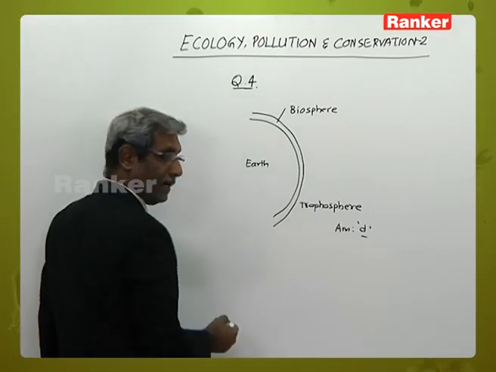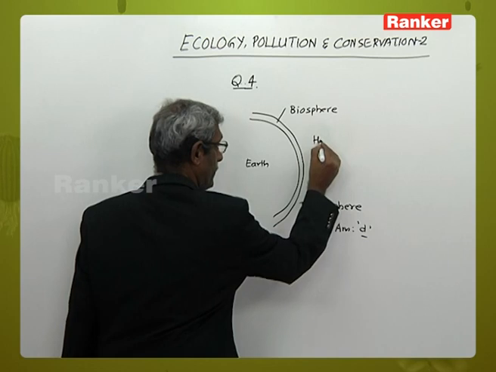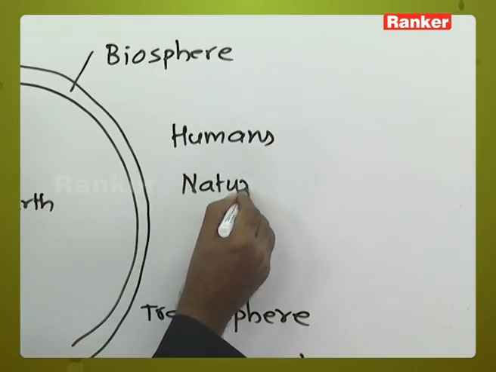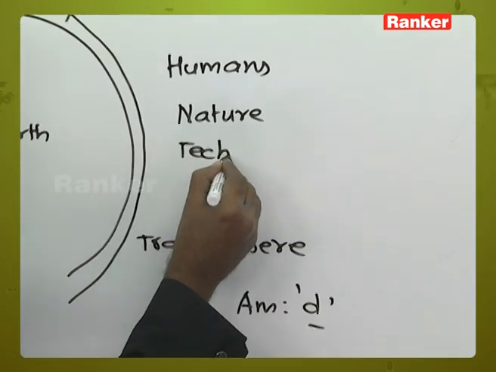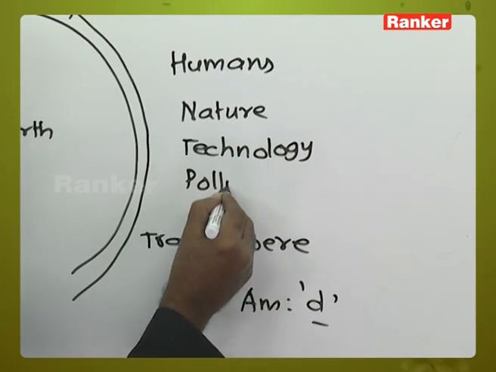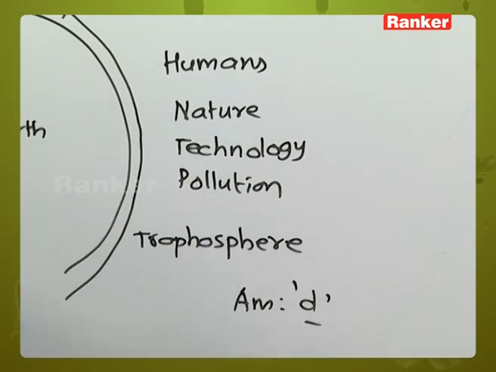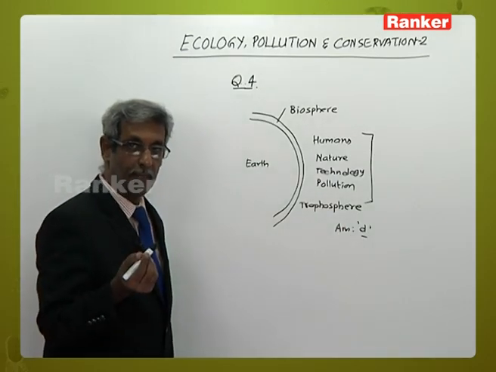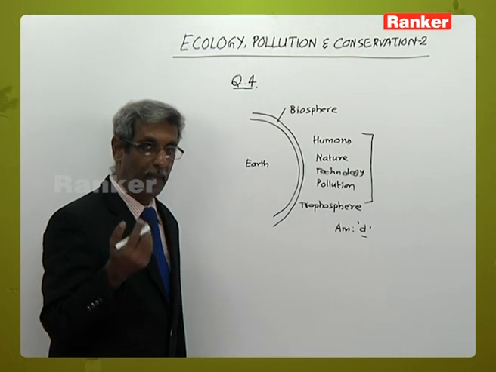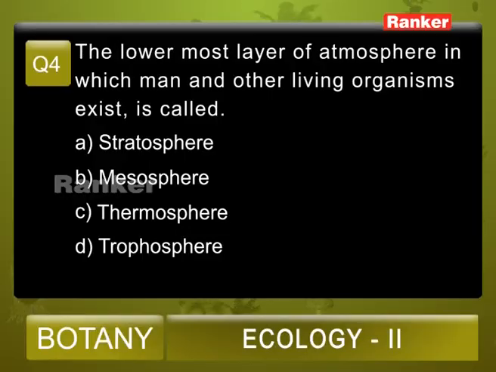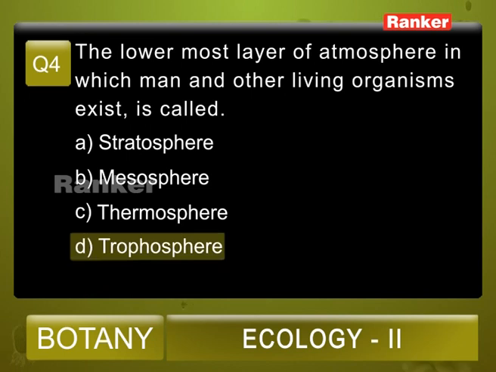If we are looking in terms of interaction between humans, nature, technology and pollution, in terms of greenhouse gases or global warming or deforestation or high levels of pollution, we need to track the changes which occur in the troposphere. The answer is D.